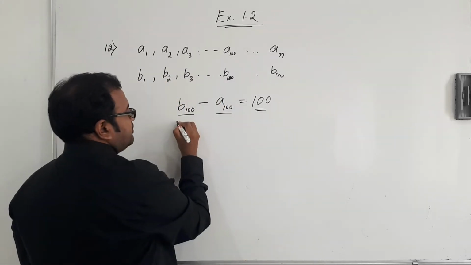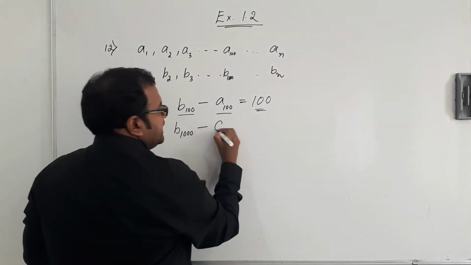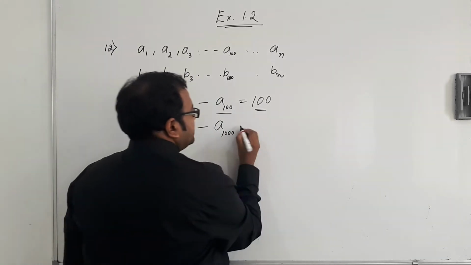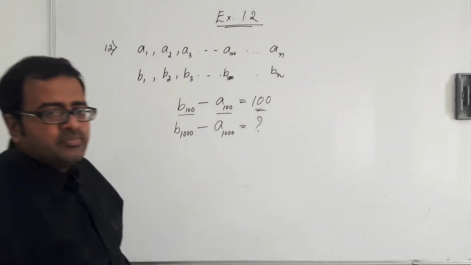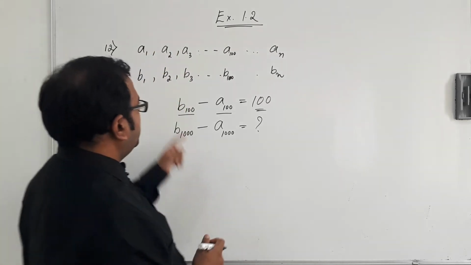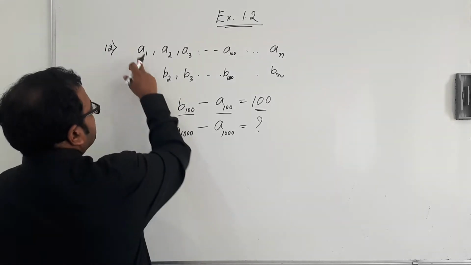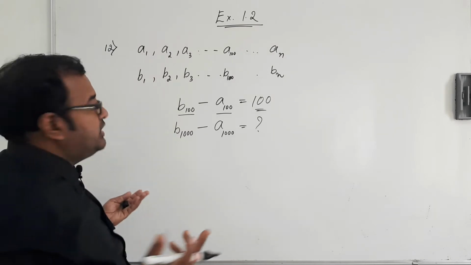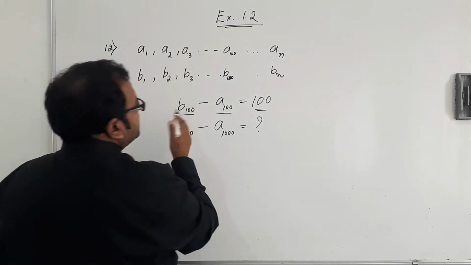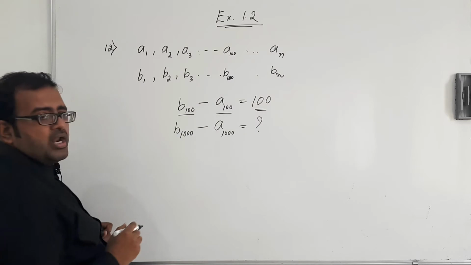Let me take the 1000th term of the second, B1000, minus A1000, which is the 1000th term of the first AP. They want us to find the difference between these two. So let us see what technique we have to use here. First of all, what is given? We don't know the first term in both cases. A1 is the first term of the first AP, a value we don't know. B1 is the first term of the second AP, which remains as it is.